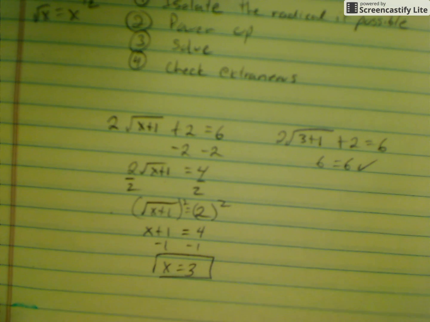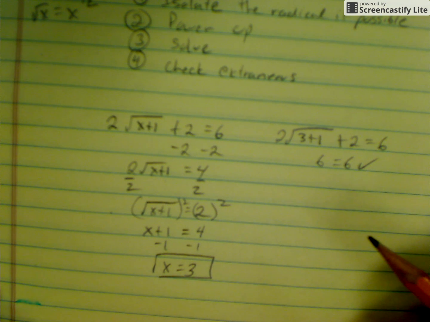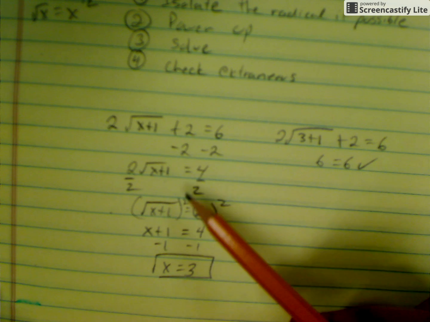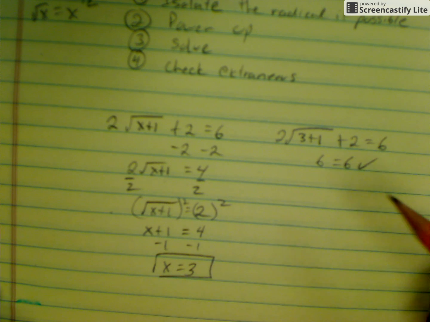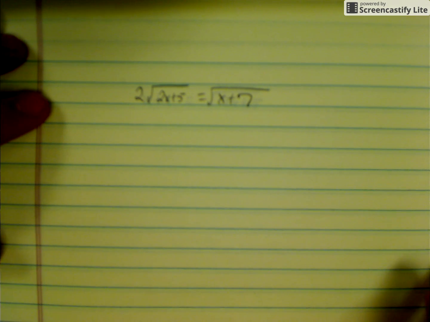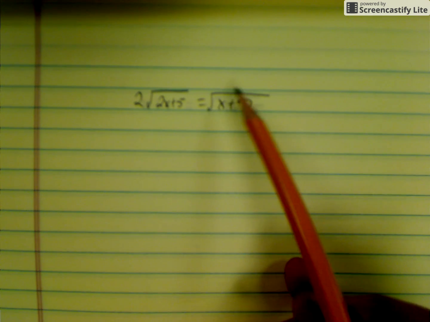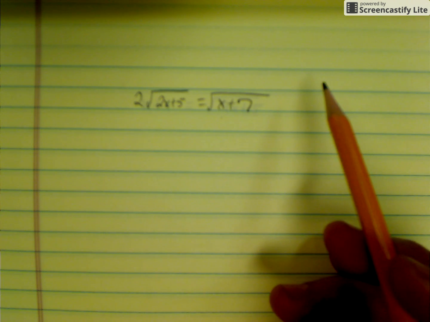Okay. That's pretty straightforward, standard in terms of solving a square root. Isolate, power up, solve it, check it. Okay. And then we come to something that looks like this. And I can hear people saying, oh my God, there's 2 radicals on both sides. So what? That's okay. All that means is that we can't isolate radicals because we have 2 of them.